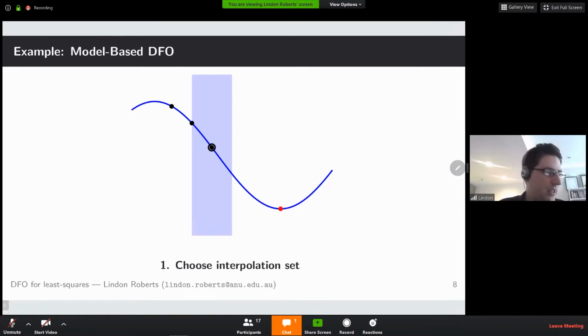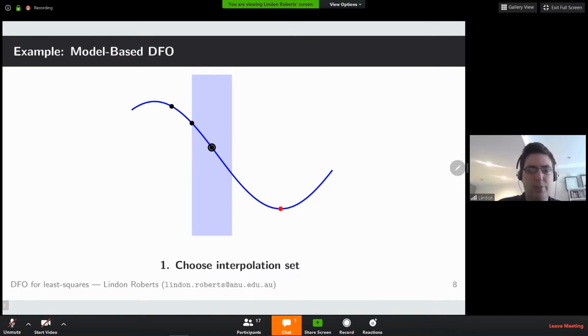And I'm starting from this large black point in the middle. And I've got a particular trust region, which is the ball around my current point. So that's this shaded region, so xk plus or minus delta. And so let's start by constructing an interpolation set.